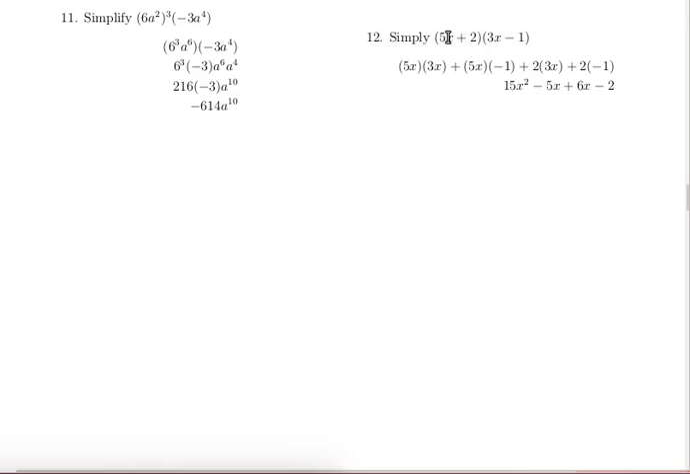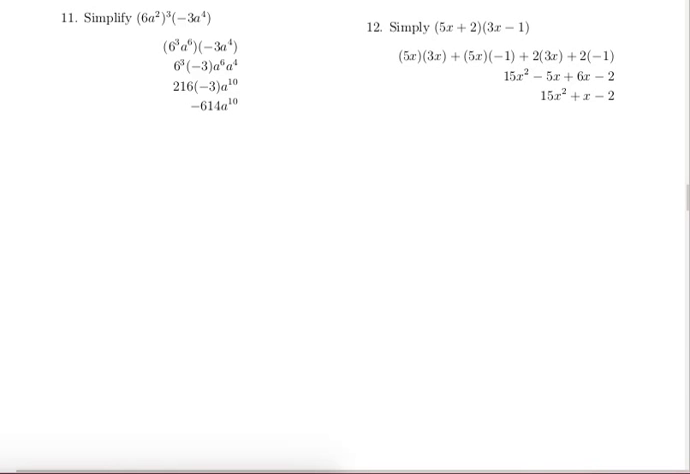Most of you would actually skip from this first product to this line. 15x squared, that's 5x times 3x. The minus 5x, that's the 5x times the minus 1, plus the 6x, that's the 2 times the 3x, and a minus 2, that's 2 times the minus 1. Now combine like terms. There's nothing wrong with writing some of these intermediate steps. Many of you can just multiply this product from the very start and get the 15x squared. In your mind, you can keep track of the minus 5x and the plus 6x will give you a positive x and the minus 2. So there's our final answer.